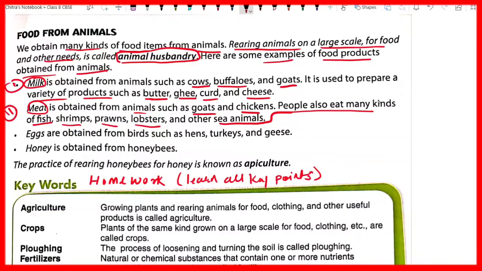The third one is eggs. Eggs are obtained from birds such as hens, turkeys, and geese. These are the layers, meaning egg layers.